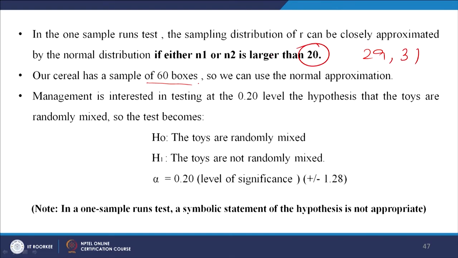Okay. So, the management is interested now in testing at what level? Now, 20%. So, what is my 20%? Now, 20% is my significance level, for the hypothesis that the toys are randomly mixed. Now, taking a significance level depends upon the choice of the researcher, right. At what level the researcher wants to test his hypothesis, mostly we take 1%, 5%, 10%, even 20% you can take. So, in this case, he is taking 20%.